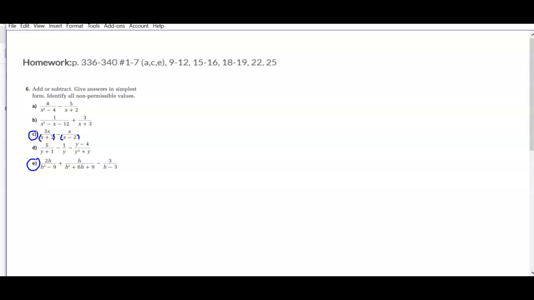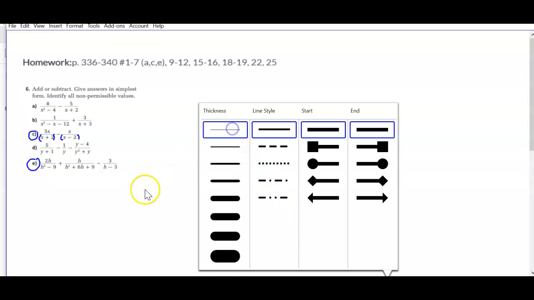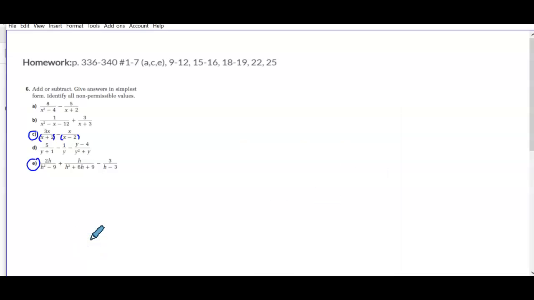Okay, so we're looking at lesson 3 and 4, examples from the textbook or practice questions from the textbook. So we're dealing with adding and subtracting rational expressions, and then lesson 4 is solving rational equations.